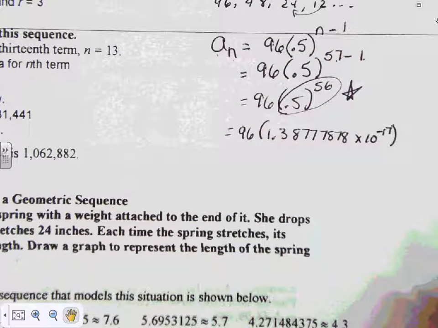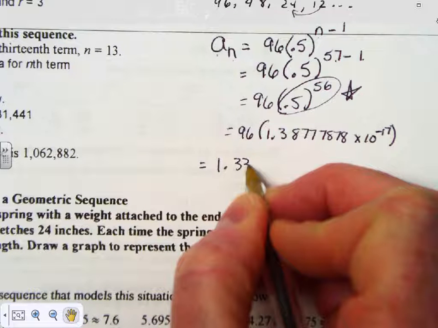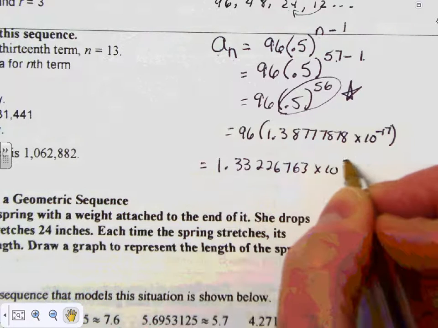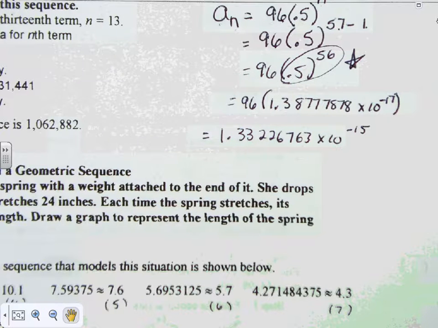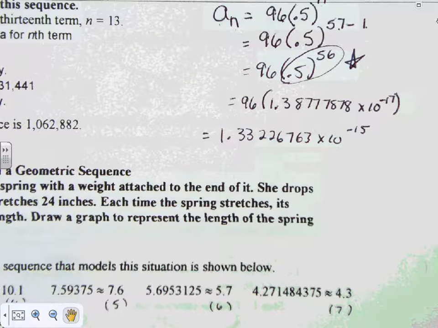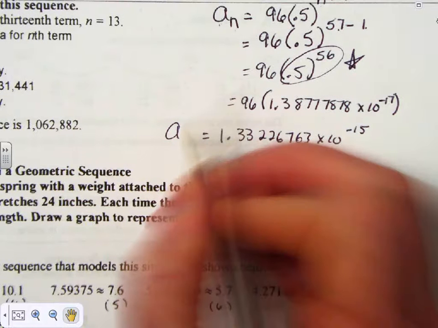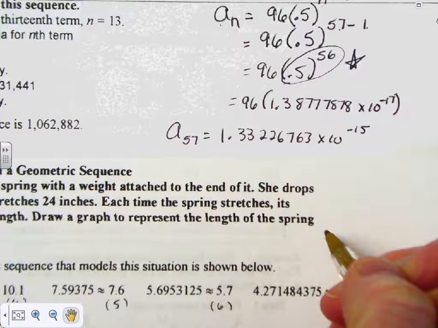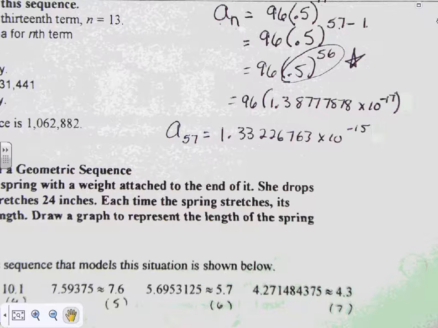So my final answer here is going to be 1.332266763 times 10 to the negative 15. That's so much better. Not really. But it's better than negative 17. So my term, if I went to the 57th term in this pattern of numbers, would be this. So I'd have 14 zeros out in front of that one.